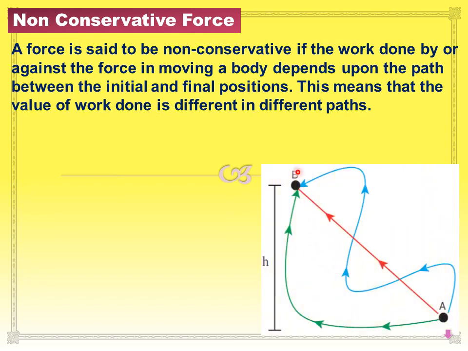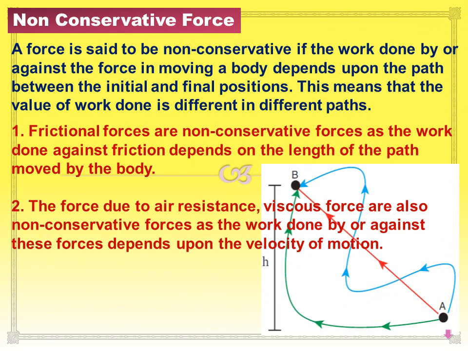This is a picture for the conservative force, and it can also be seen for the non-conservative force. If the path is regular, then it's conservative. If it is irregular, then it will be non-conservative force. The frictional forces are non-conservative forces as the work done against friction depends on the length of the path moved by the body. Then the force due to air resistance, that means the viscous force, is also non-conservative as the work done by or against this force depends upon the velocity of the motion.